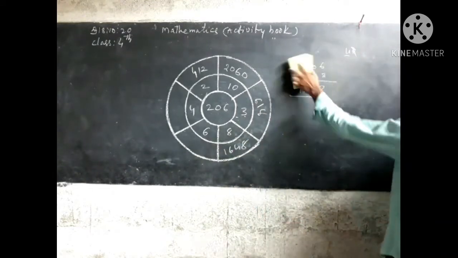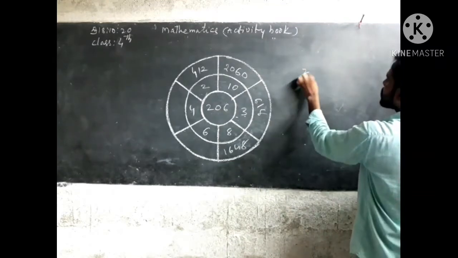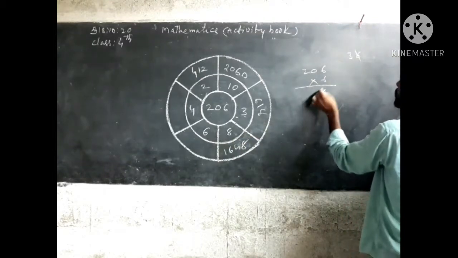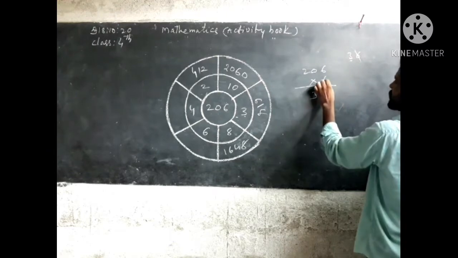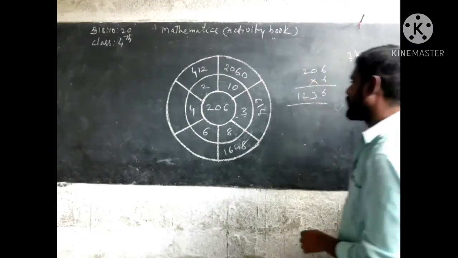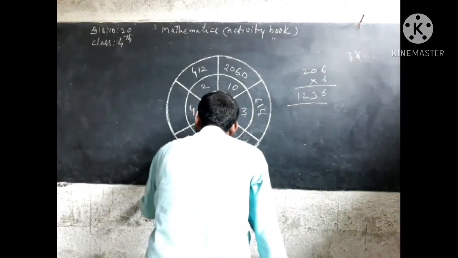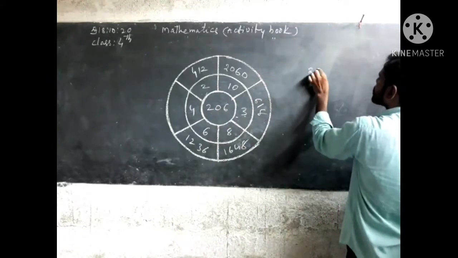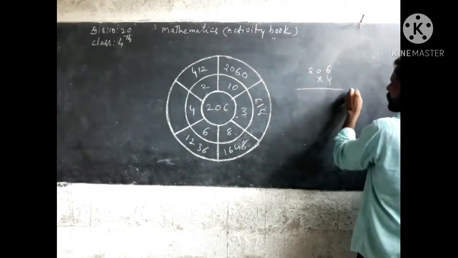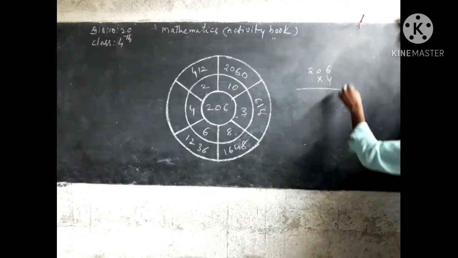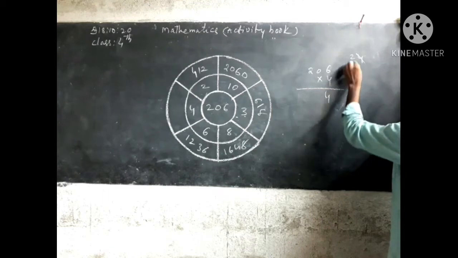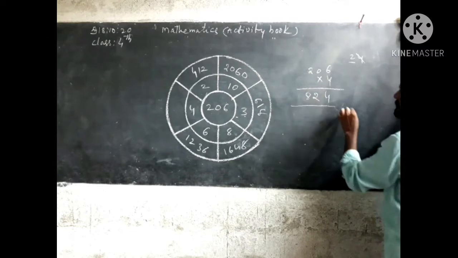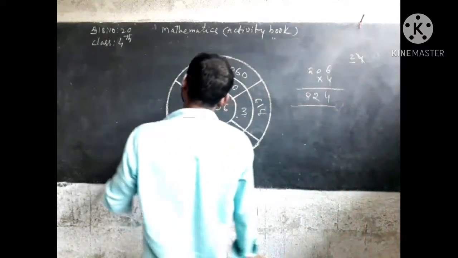Now next, 206 into 6. 6 6s are 36, 6 taking, carrying 3. 6 0s are 0 plus 3, 3. 6 2s are 12. 1236. Now next, 206 into 4. See here, 4 6s are 24, 4 taking, carrying 2. 4 0s are 0 added to 2, you get 2. 4 2s are 8. The product is 824.